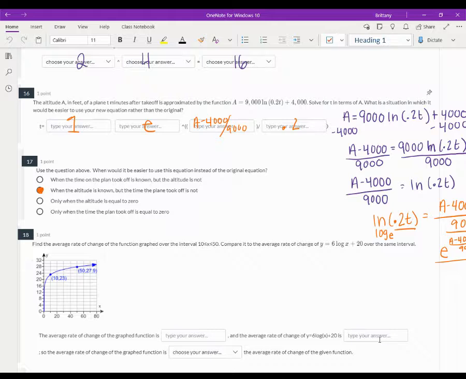Find the average rate of change of the function graphed right here compared to the average rate of change of the function 6 log x plus 20. The average rate of change is just slope. So if we remember slope from geometry, we have x1 and y1 and x2 and y2. So it's 27.9 minus 23 over 50 minus 10.